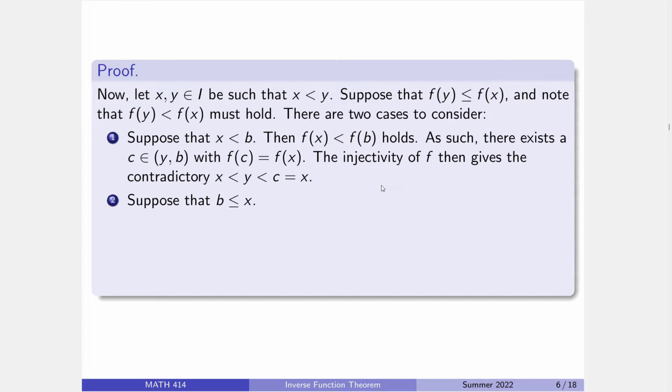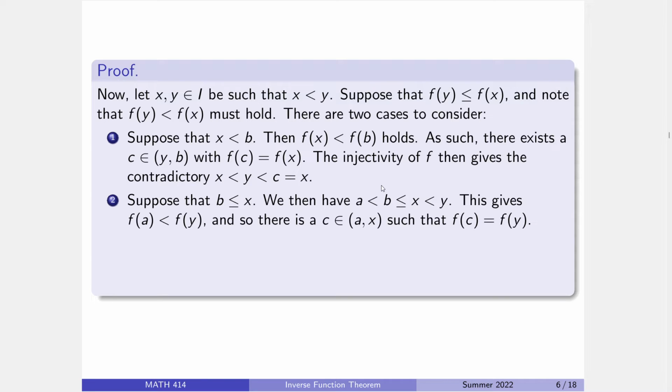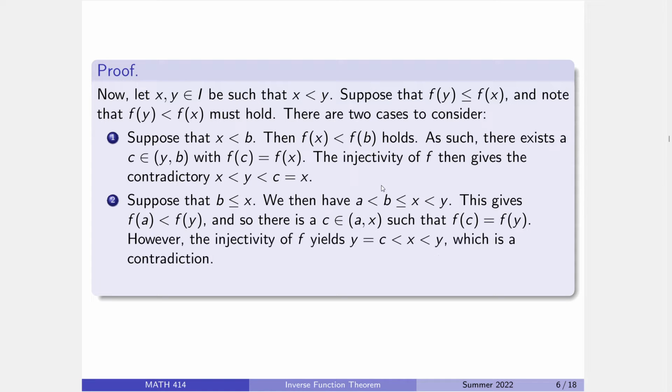Now the other case: let's suppose x exceeds b. Then we know a is strictly less than b, which is less than or equal to x, and less than or equal to y. That forces f of a to be less than f of y, which means f of a is less than f of x, and f of y is in between. So there's a c between a and x so that f of c equals f of y. Injectivity then gives us our favorite contradiction, and there we go. It's got to be that f of x is strictly less than f of y, because otherwise we run into contradictions.